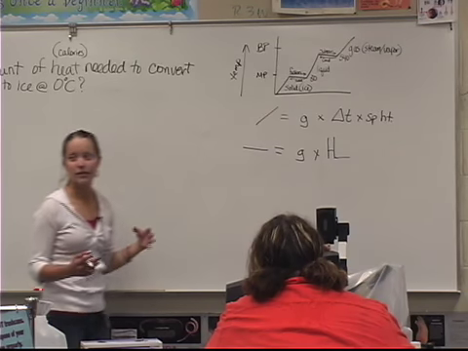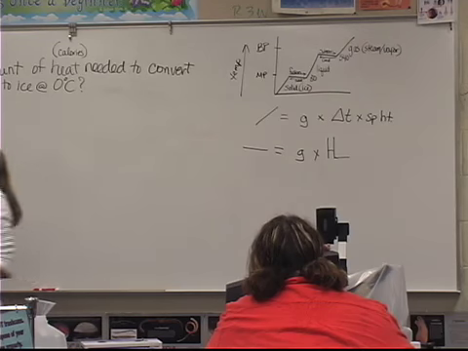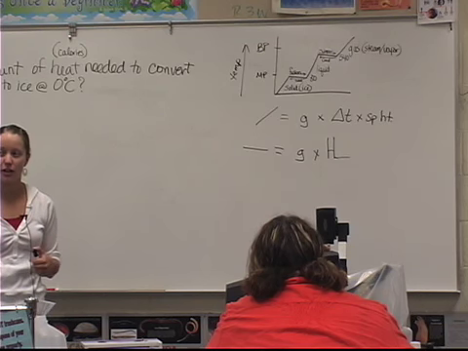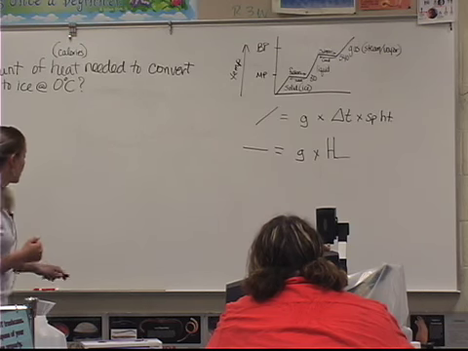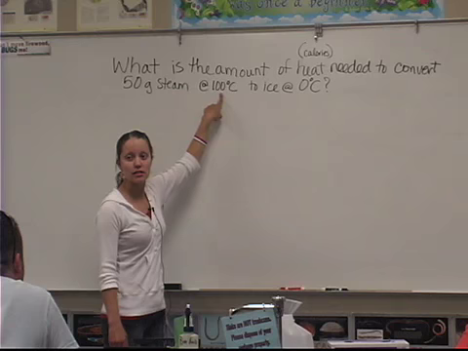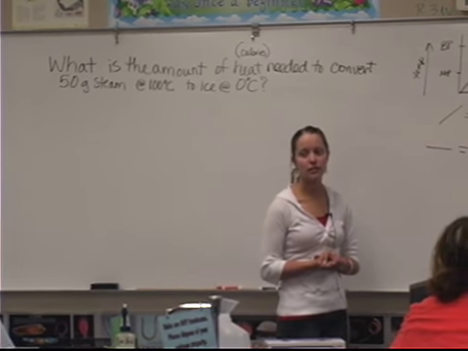Either way. So what I think is the trickiest part about this kind of a problem is you have to find out where on this map you are starting and where you are stopping, according to the question. So in this question, we have steam at 100 degrees. So where on here is steam at 100 degrees?